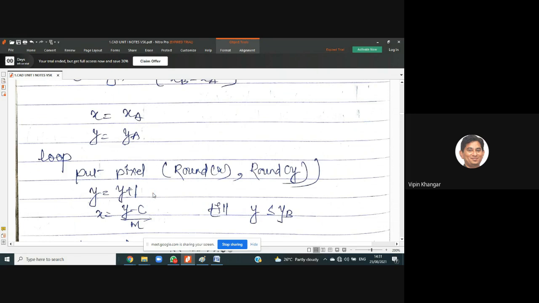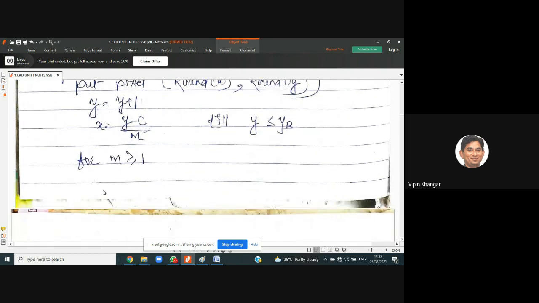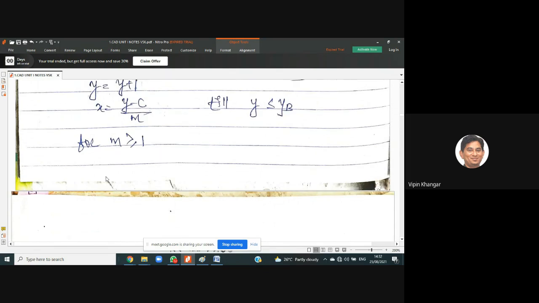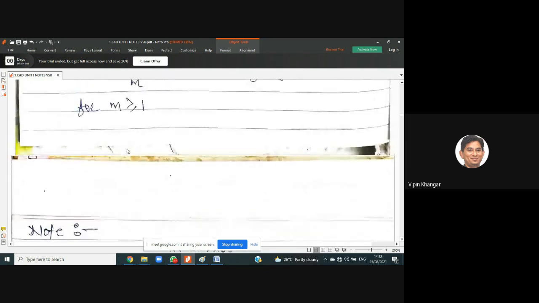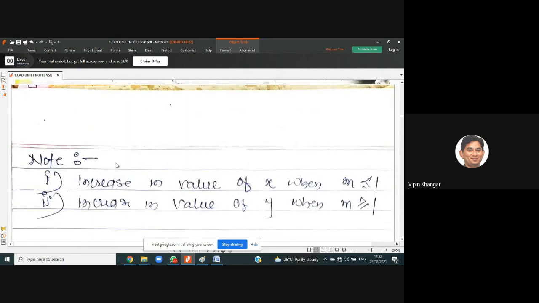Now definitely there will be a question from the students saying why it should not be x is equal to x plus 1. Why can't we go for the incremental in x and then calculate the values of y? So there is a logic behind this. It depends on the slope. So what is the slope of a line? Whenever the slope of a line is greater than or equal to 1, as it is specified here, for slope m greater than or equal to 1, see, the justification has been given for increasing the value of x when slope is less than or equal to 1.